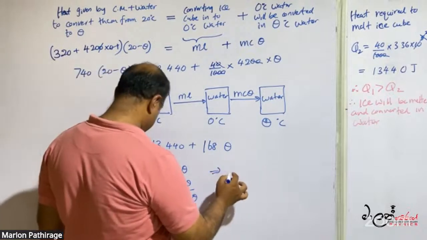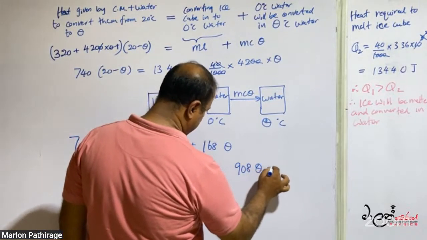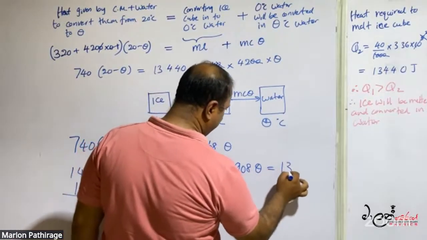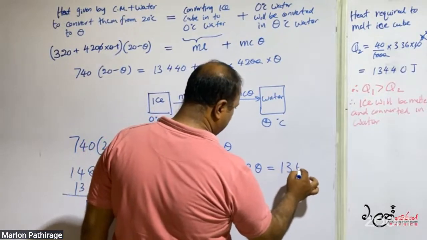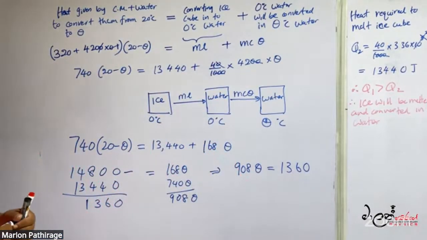Therefore 9.8 is equal to 1360. Theta can be the one.